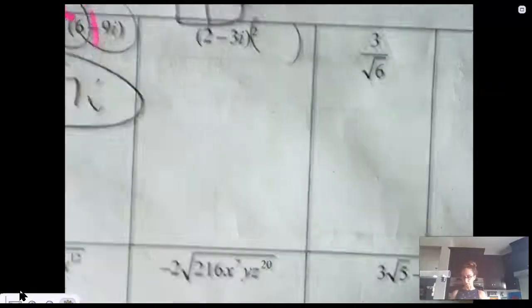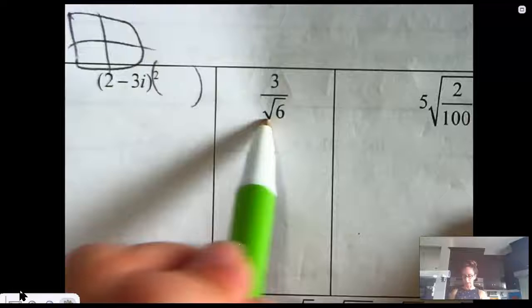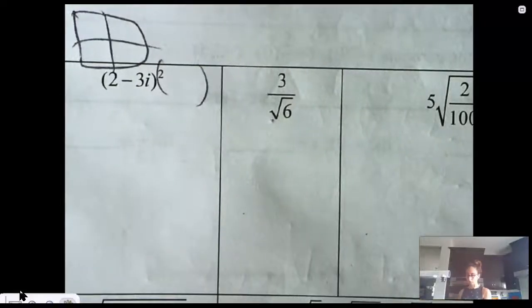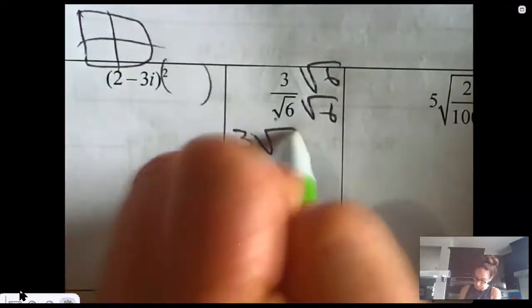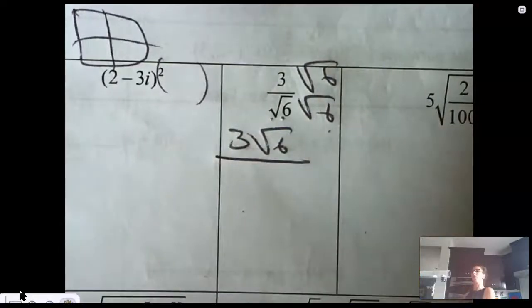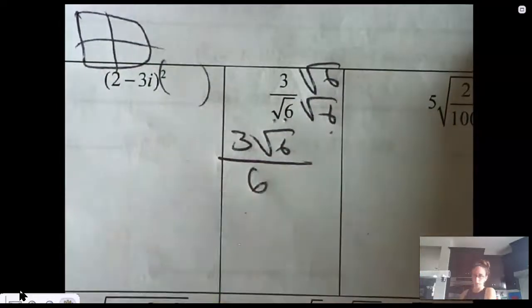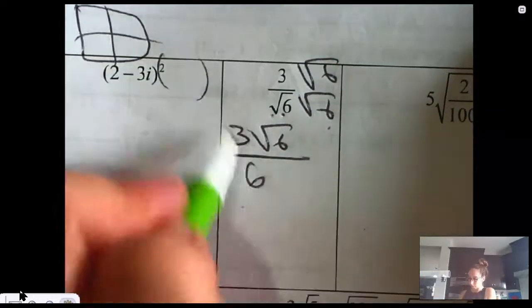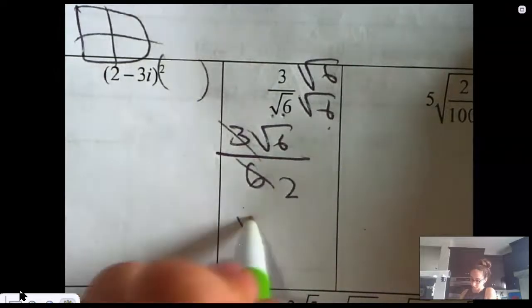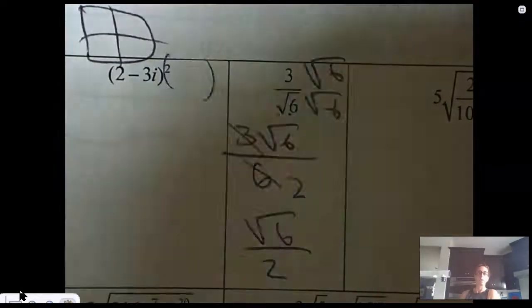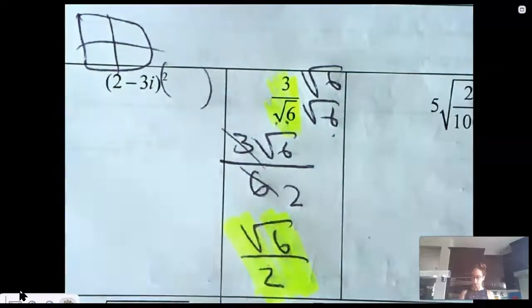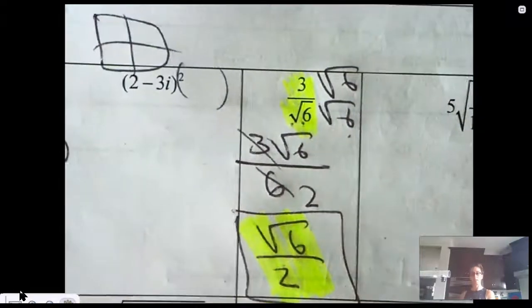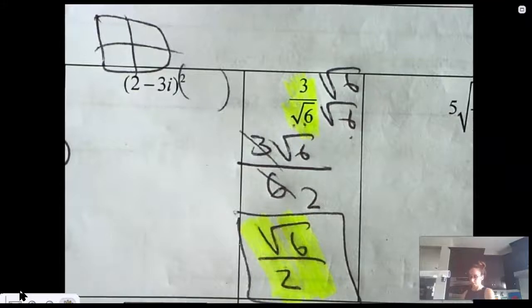This one, do you remember what you're supposed to do here? Can't have a square root in the bottom. So what do you do? You multiply it by itself. Square root of 6 times the square root of 6 is the square root of 36, which is 6. But then 3 goes into 6 2 times, rad 6 over 2. Now, if you want to know if you're right, take this, put it into Desmos. Take this, put it into Desmos. As long as the answers are exactly the same in decimal form, you're good to go.